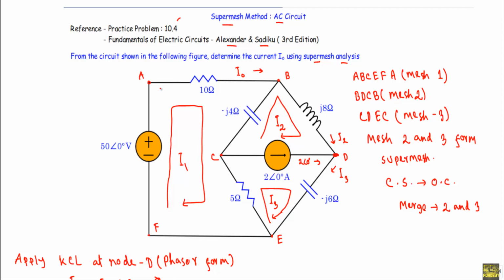Now see, we did not work out with mesh number 1. After applying KVL around the super mesh, we will apply KVL in all the loops that are outside the super mesh. So here we have this loop 1 or mesh 1 that is outside the super mesh, and we did not work out with this. Now I will apply KVL in mesh 1 in phasor form.